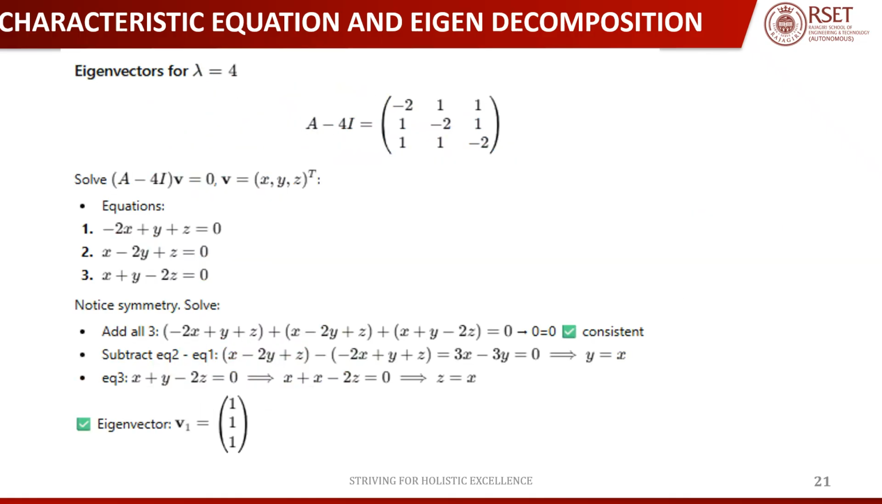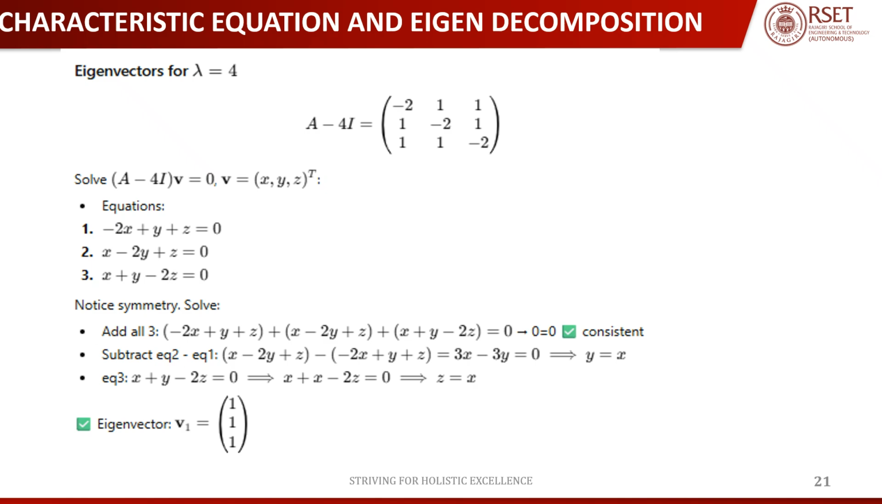In case lambda equal to 4, we find the value of A minus 4I, and we have this particular matrix. Let's choose v to be x, y, z, and then just multiply the first row. You have minus 2x plus y plus z is equal to 0, and then doing the second row you have another relation, and doing the third one you have another relation.